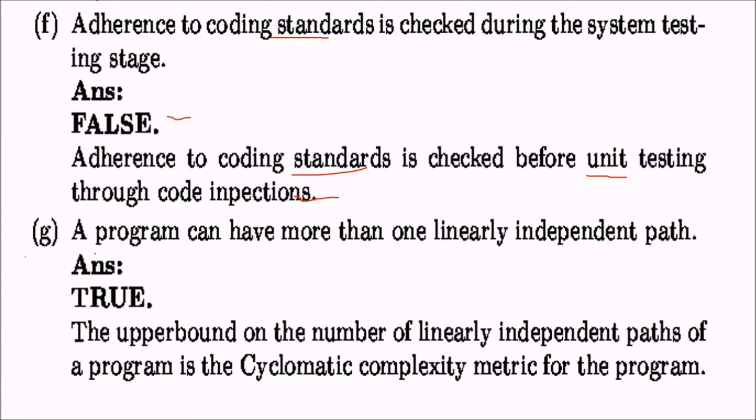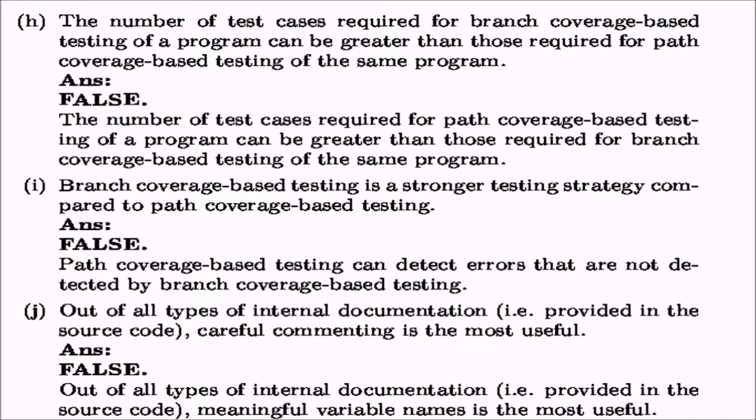G. A program can have more than one linearly independent path. Yeah, this is of course true. A program can have more than one linearly independent path, because the upper bound on the number of linearly independent paths of a program is the cyclomatic complexity for the program. This is the upper bound.